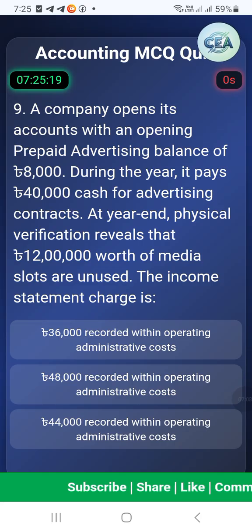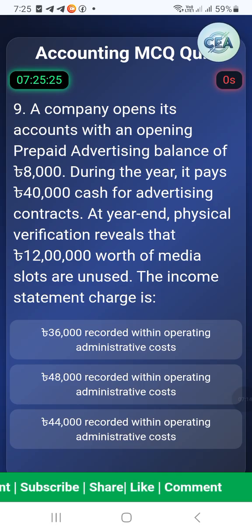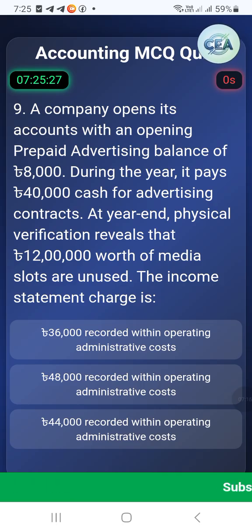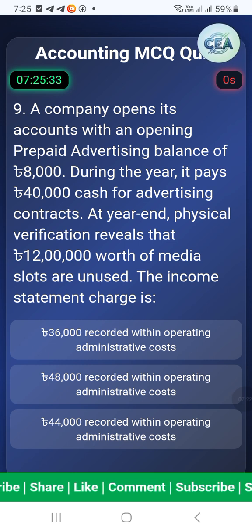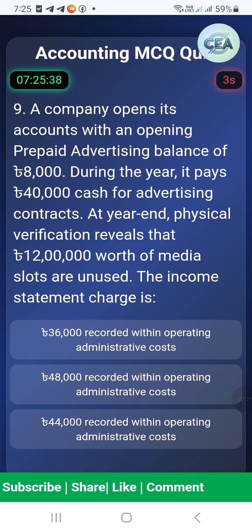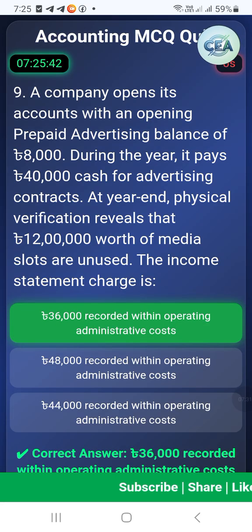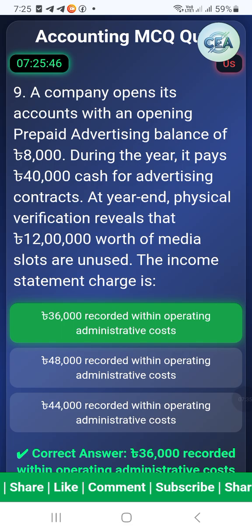36,000 takas recorded within operating administrative costs. Option 2. 48,000 takas recorded within operating administrative costs. Option 3. 44,000 takas recorded within operating administrative costs. Correct answer is 36,000 takas recorded within operating administrative costs.